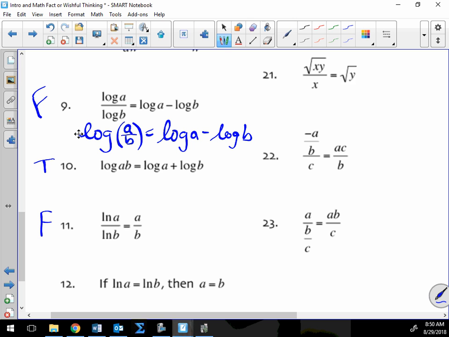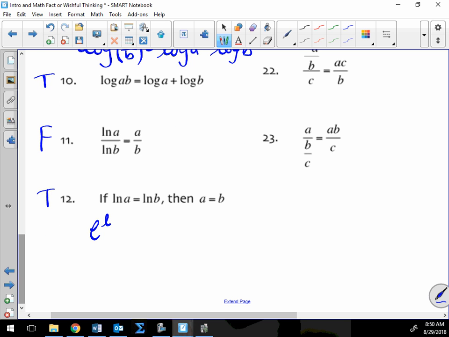I heard a few truths. True. Yes, good. We would exponentiate both sides there. So the way to solve this is we would exponentiate both sides. So take each one and put an e in front. And then those simplify and we get e equals. Okay.